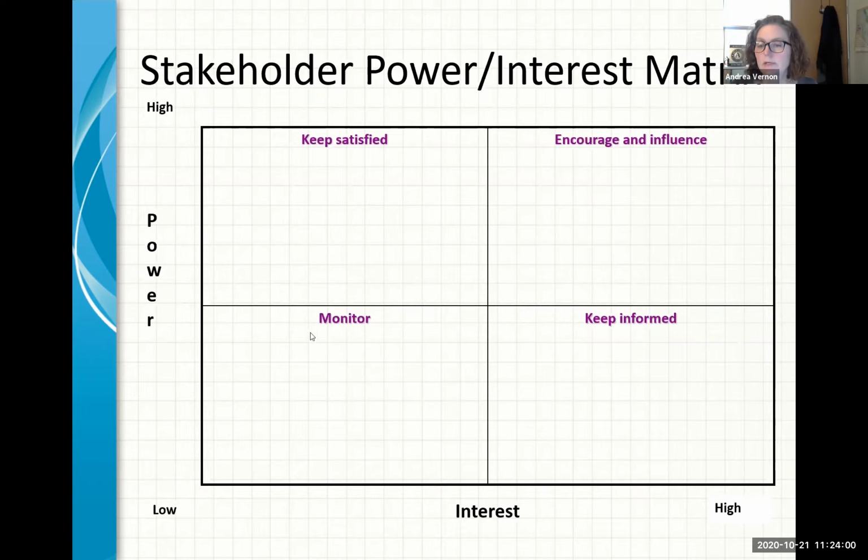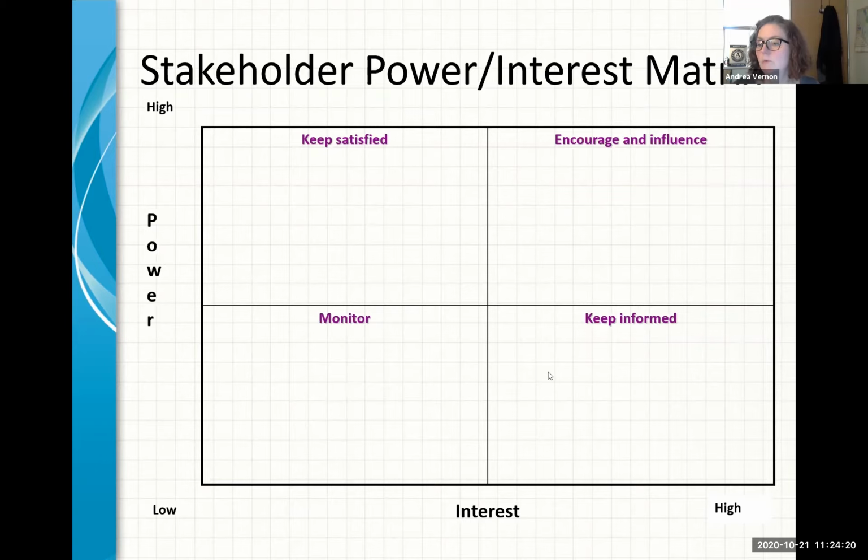For the next quadrant down here, we'll move to the lower left. These are stakeholders with low levels of power and low levels of interest. This is where you just want to be able to monitor these stakeholders and make sure you're staying in check, keeping in contact, but they're not requiring a lot of your attention and resources.